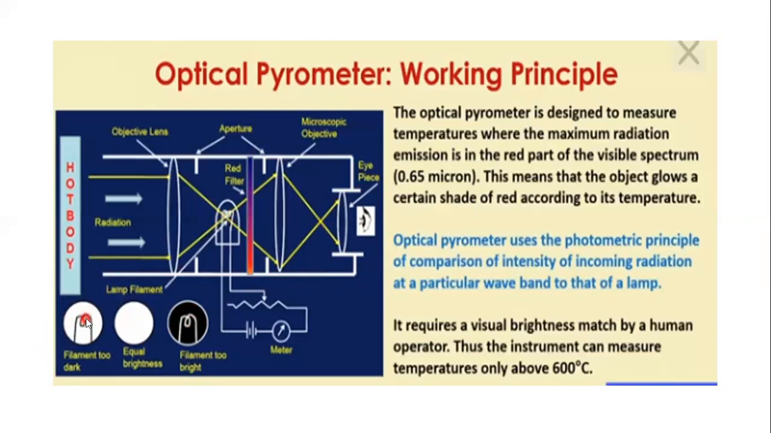So the filament is viewed through an eyepiece and a filter, this red filter, and the current through the filament is adjusted. We know that this filament is connected through a variable voltage cell. We can adjust this current through the filament till the filament and the image of the hot body become equal in brightness.